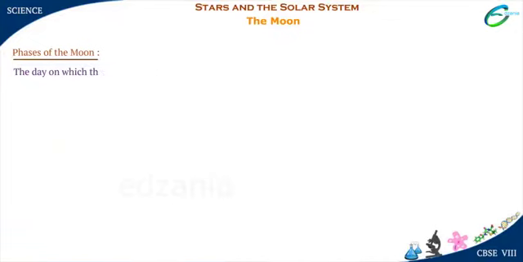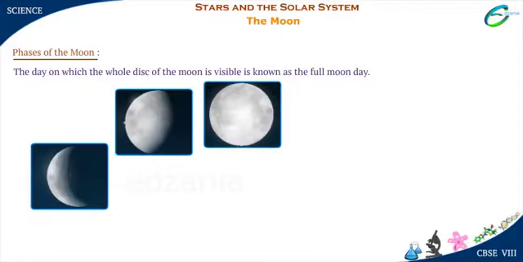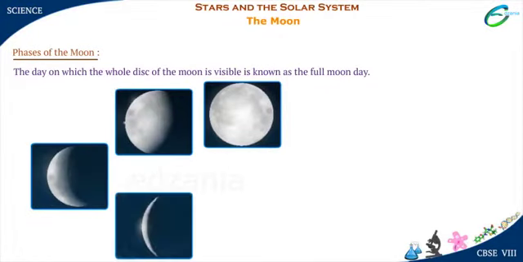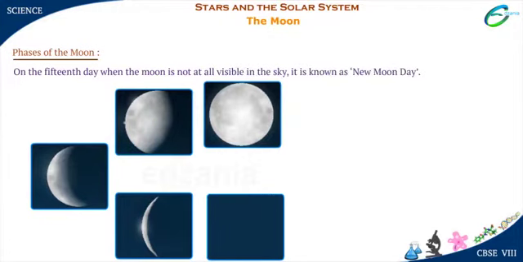The day on which the whole disk of the moon is visible is known as the full moon day. After that, every night, the size of the bright side of the moon keeps on diminishing. On the 15th day, the moon is not at all visible. This day is known as New Moon Day.